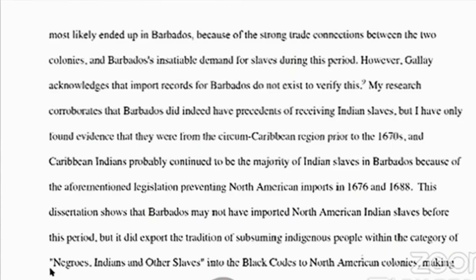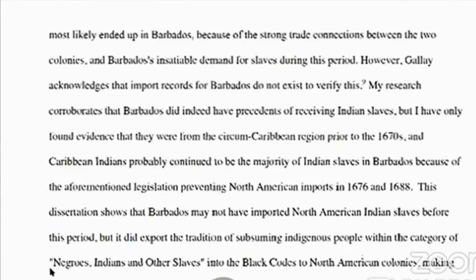Because of the strong trade connections between the two colonies and Barbados' insatiable demand for slaves during this period, however, Galley acknowledges that import records for Barbados do not exist to verify this. My research corroborates that Barbados did indeed have precedents of receiving Indian slaves, but I have only found evidence that they were from the circum-Caribbean region prior to the 1670s. And Caribbean Indians probably continued to be the majority of Indian slaves in Barbados because of the aforementioned legislation preventing North American imports in 1676 and 1687.